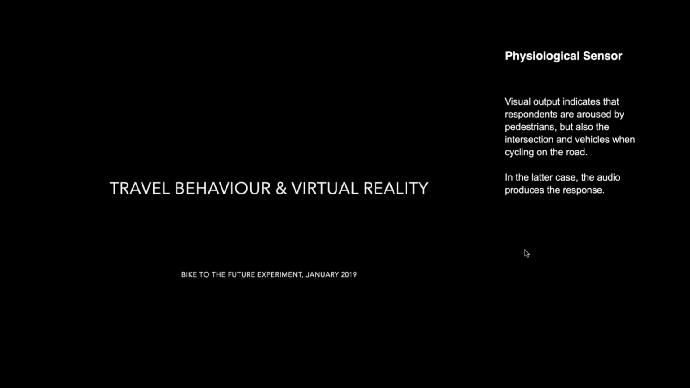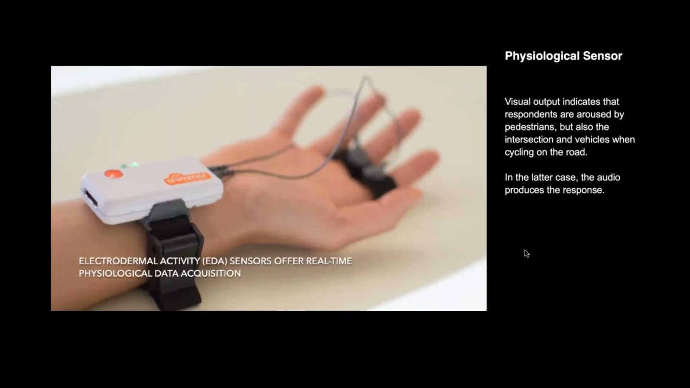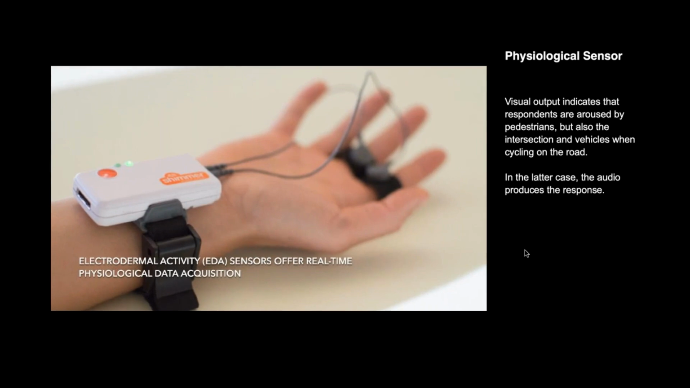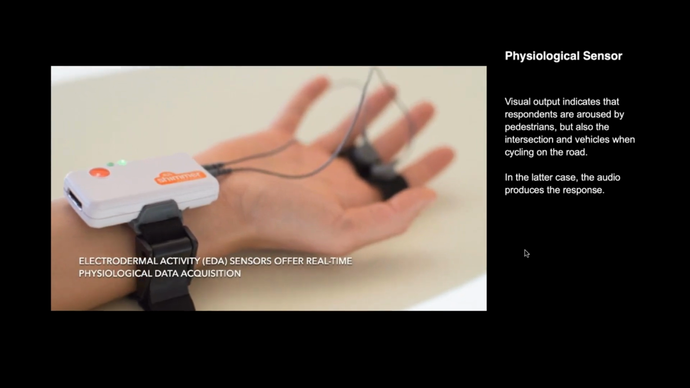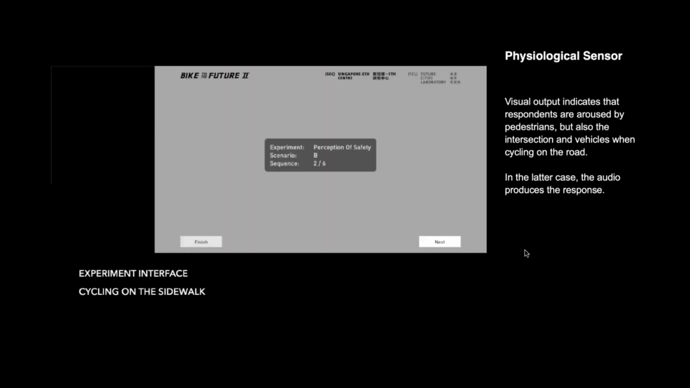We go to the next data source, which is the physiological sensor. We use an electrodermal activity sensor, which collects your sweat level at the skin. It's connected to your hand. And the more you sweat due to encountering different events, the higher would be the stress level of the participant. Here you can see an image of this sensor.